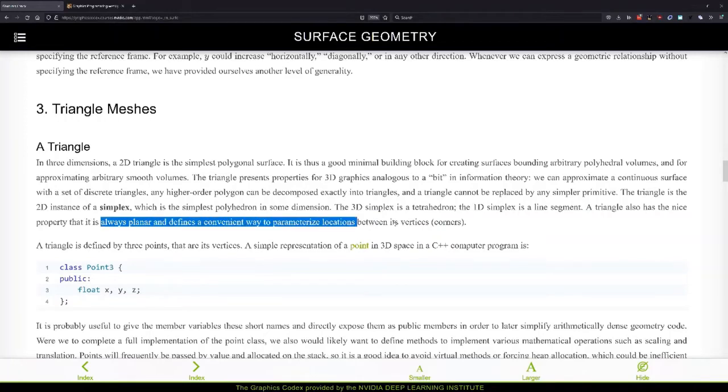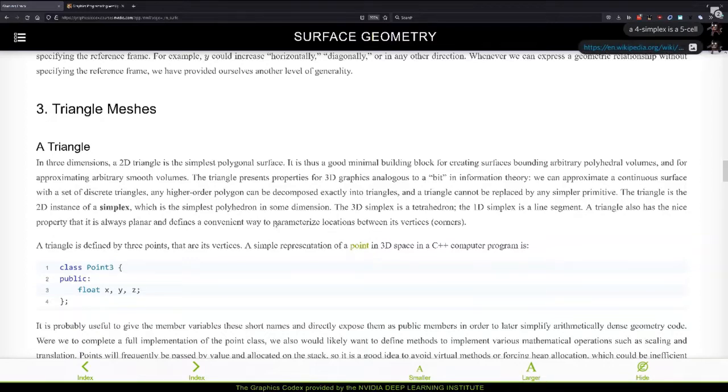This is the one that I was looking for as far as why we use triangles. Always planar. That's just a very nice property to have. And then the parametrization of the surface based off the corners, or the vertices. That's super, super nice because you can describe any point within the triangle just as a multiplication factor of any of the corners.